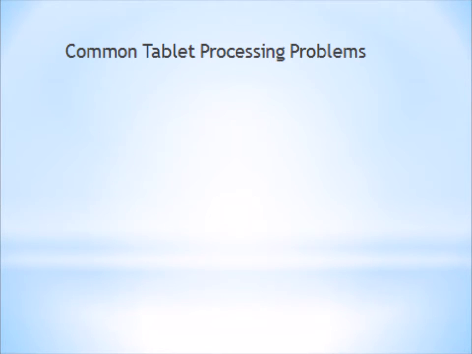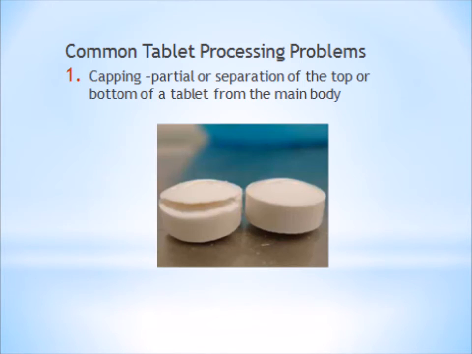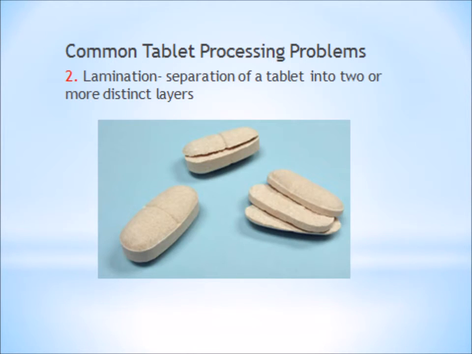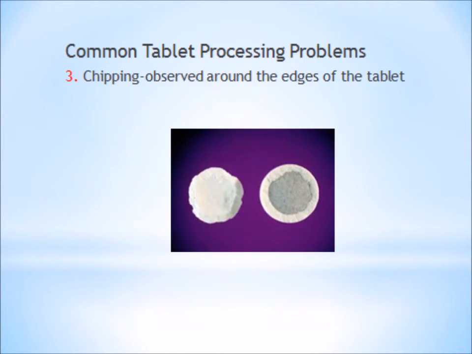Common tablet processing problems. First, we have cupping. It is the partial or complete separation of the top or bottom of a tablet from the main body. Lamination. Separation of a tablet into two or more distinct layers. Chipping. Observed around the edges of the tablet.